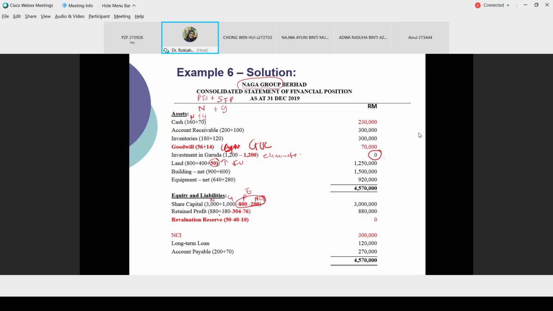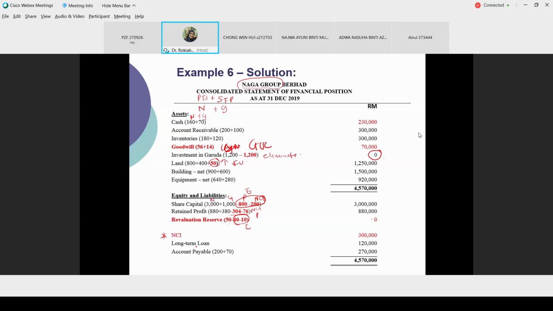Retained profit here, add together. And then after that, minus 304 for parents. And then this one is for NCI. So it becomes 880. Revaluation reserve, we start with the 50. And then this one is eliminations, it becomes 0. Okay, now we have a new item here, NCI. NCI is also under equity, so parents need to account for the NCI of 300,000.